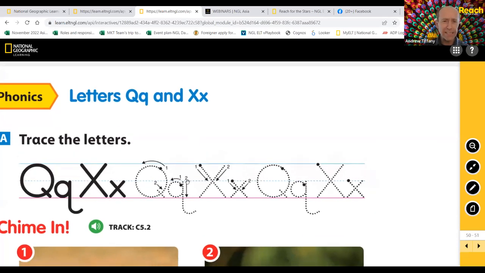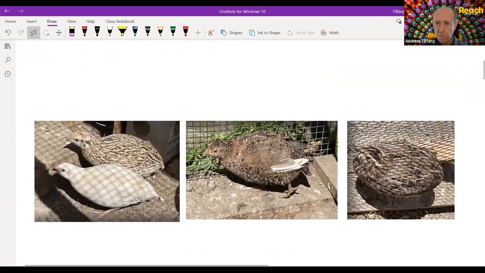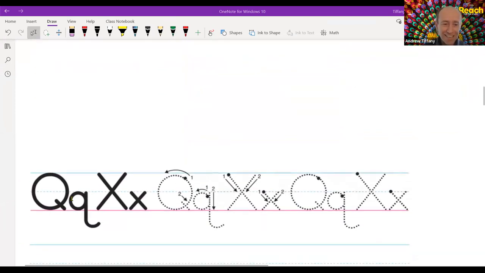Now, can you write a Q and an X? Let me switch to my whiteboard. Let's go back to my whiteboard, which is over here. We're going to go down. Oh, what are these? What are they doing here? They're quails. Why are there quails here? That's weird. Maybe we'll find out later. Okay, let's keep going down. Let's go down to here.